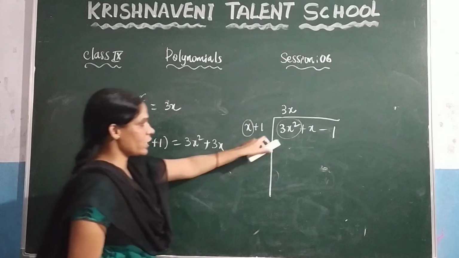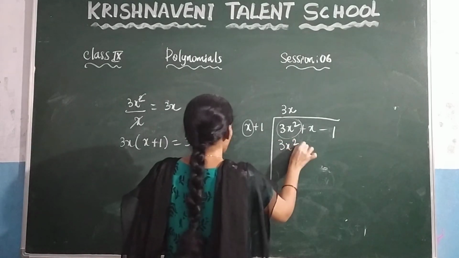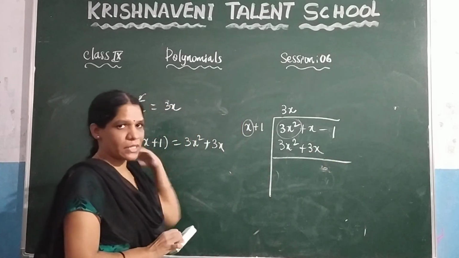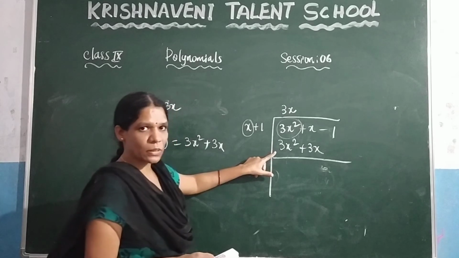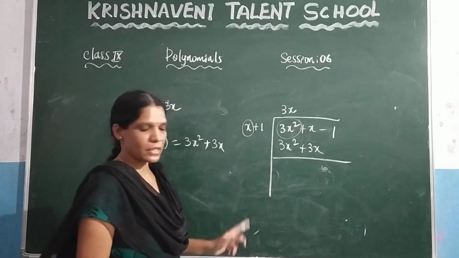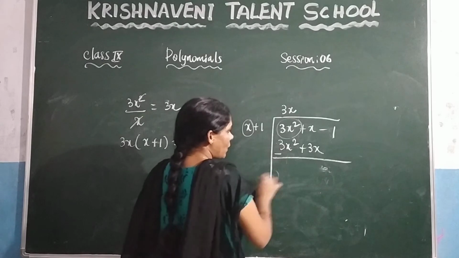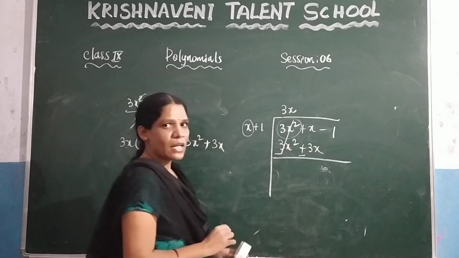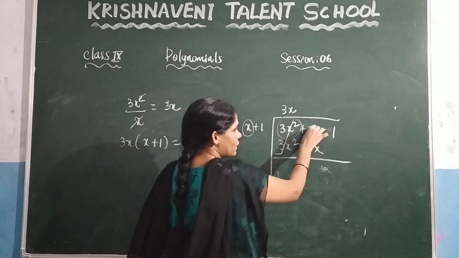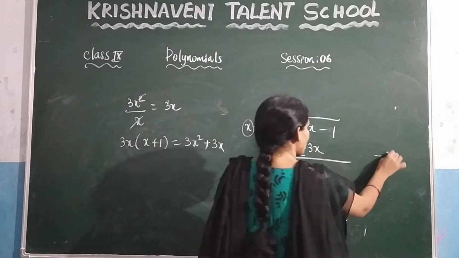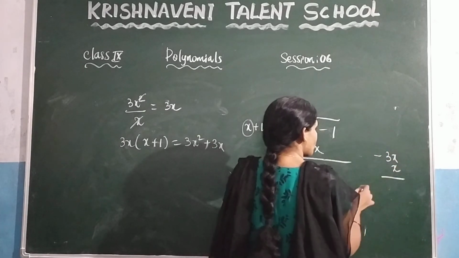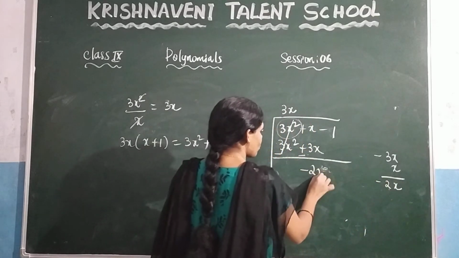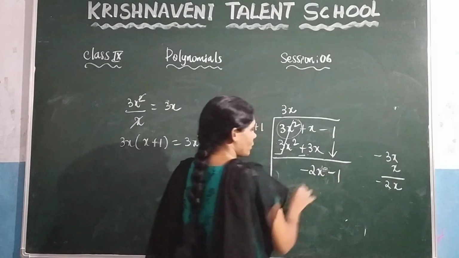Now write this value here: 3x square plus 3x. After that, the next step is to change the signs. Where plus is there, keep minus. Plus is there, keep minus. So this term will get cancelled, and you know that here minus 3x is there, and here plus x is there. So minus 3x plus x. What do you get here? You get minus 2x. So write it here, minus 2x, and take this term down, minus 1.